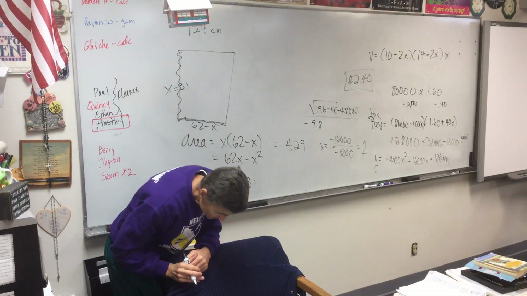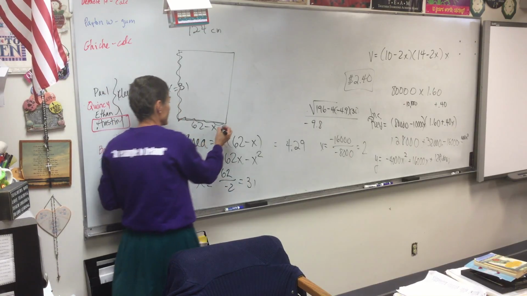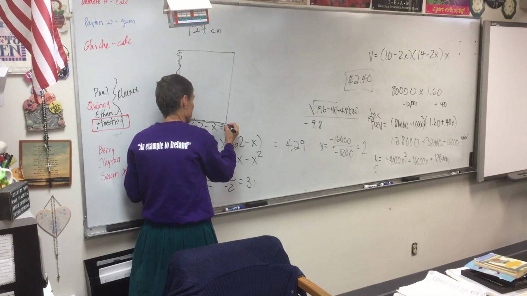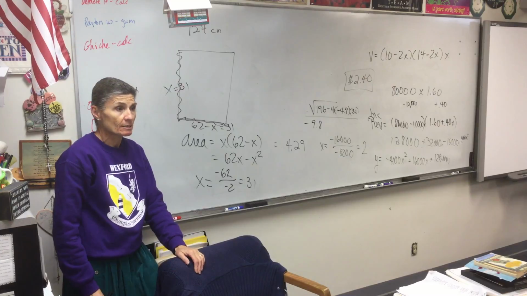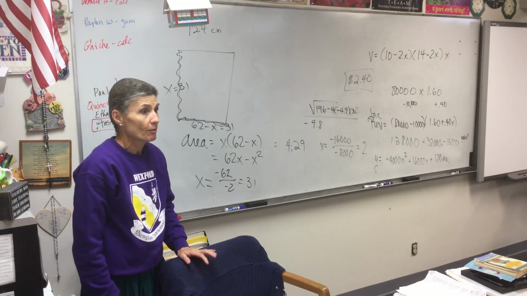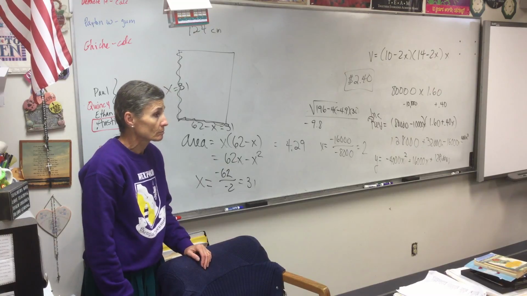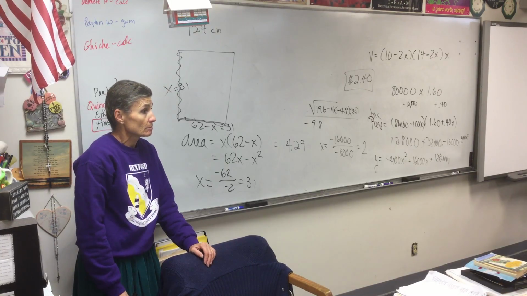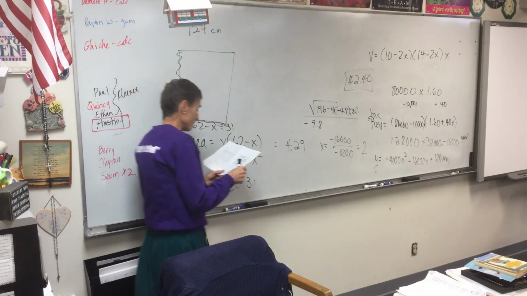Now what did the question say? Find the dimensions. So this side's 31. What's this side? 31. So what are the dimensions of the biggest picture you can frame? 31 by 31. It's a square. Okay. And last one. Cafeteria.